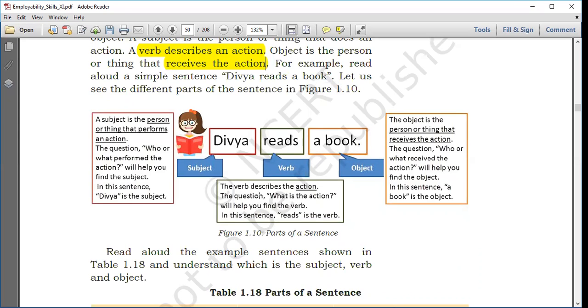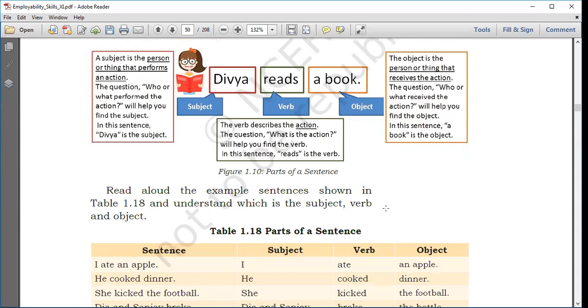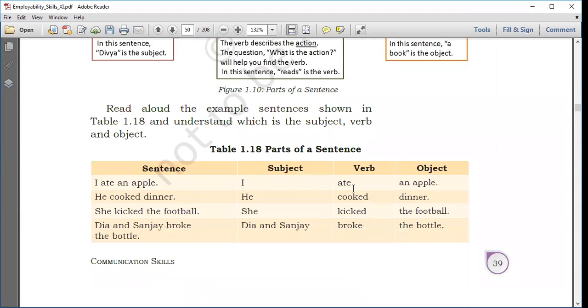So Divya is the subject. If you want to find out the verb, the question is, what is the action? The action is reading, reads. So the word reads is the verb. And if you ask, who or what received the action? Who is receiving the action? The book. The book is the object over here, right?